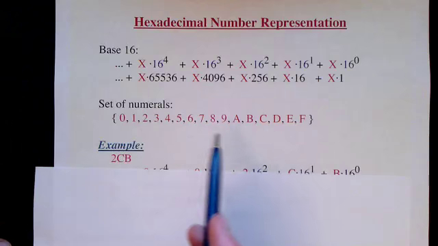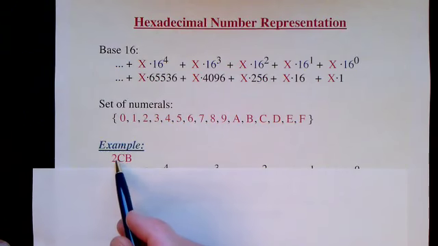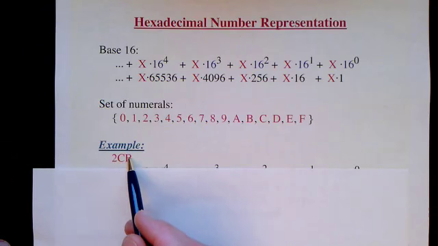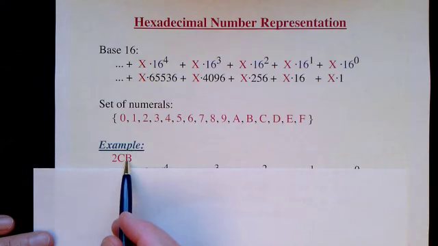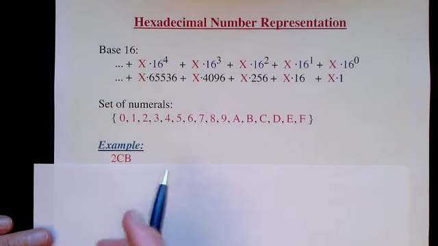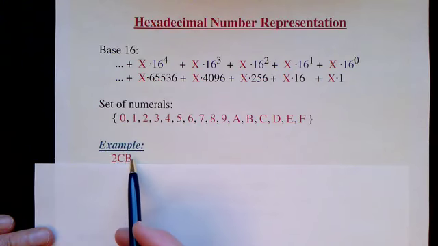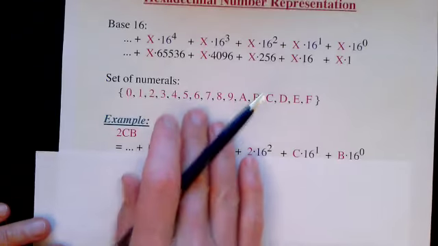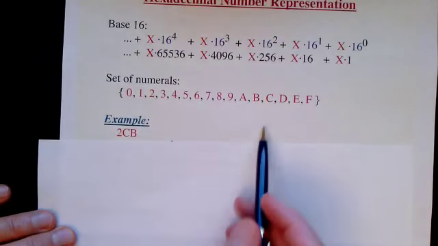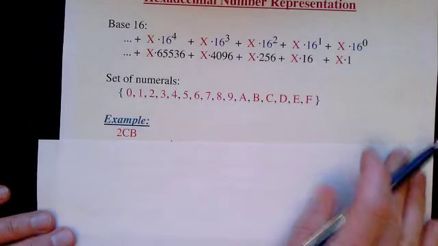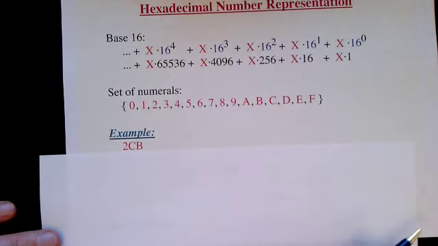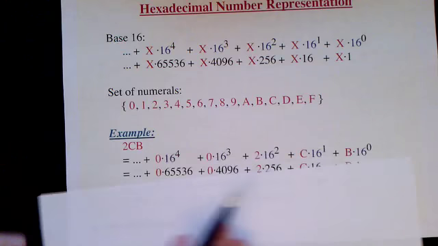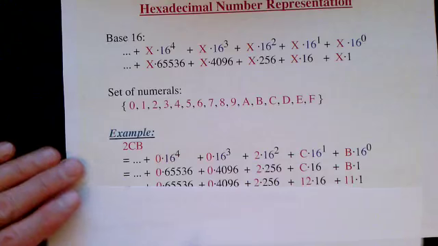Okay, let's look at a particular example. This time we've got the hex number 2CB. Now, since this hex number contains a C and a B, it's pretty obvious that it's in hex. And so we don't need to make any particular indication that this is a hex number, because it's clearly not a decimal number. But in other cases, when we don't happen to see any of these last 6 numerals in the number, it may be important to make it clear whether the number is expressed in decimal or hexadecimal. Okay, so let's go ahead and compute this number's value.